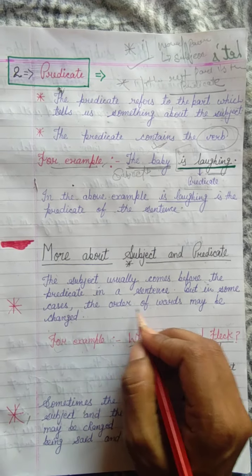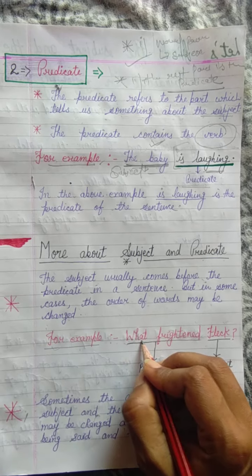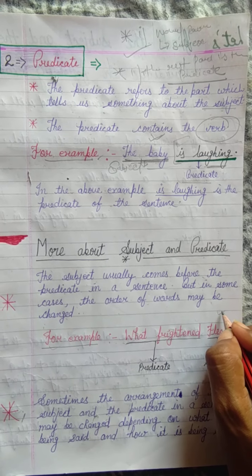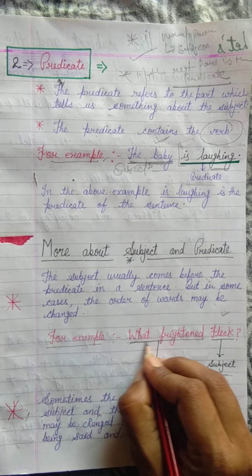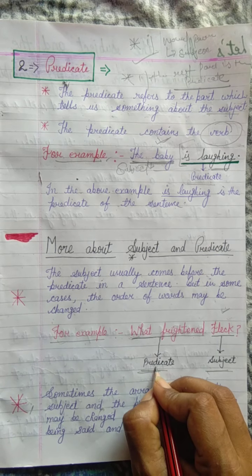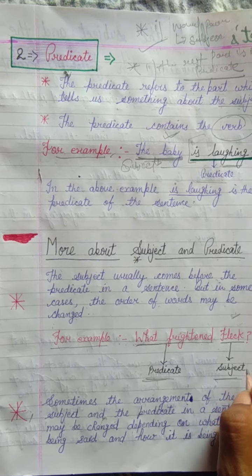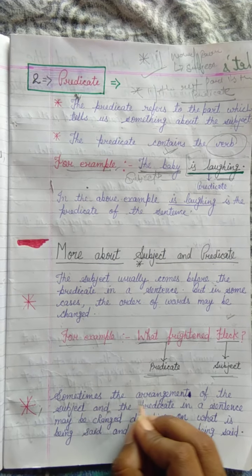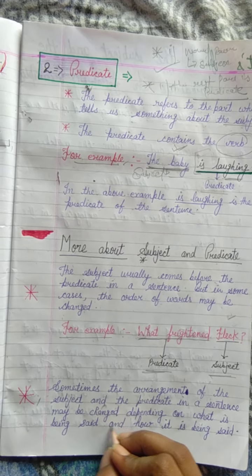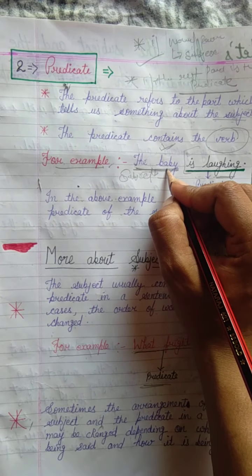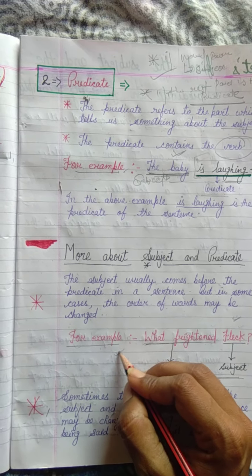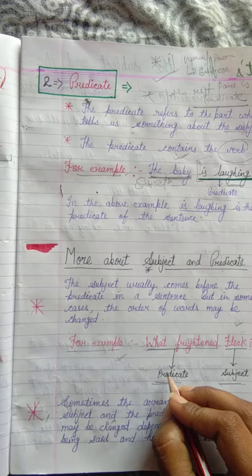But in some cases, the order of words may be changed. For example, what frightened Flag? In this example, you will have to identify the noun. Flag is a noun, so it is the subject. And the rest part which tells about the subject is the predicate. So what frightened is the predicate. You can see in this example that the predicate comes before the subject and the subject comes after the predicate. Sometimes the arrangement of the subject and the predicate in a sentence may be changed depending on what is being said or how it is being said. In this example, you can see that this is an assertive sentence, and in an assertive sentence, the subject comes before the predicate. But this is an interrogative sentence, so the subject comes after the predicate.